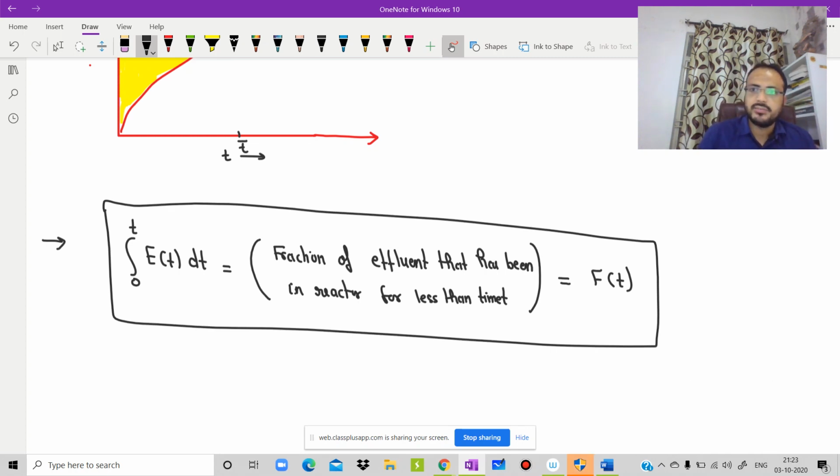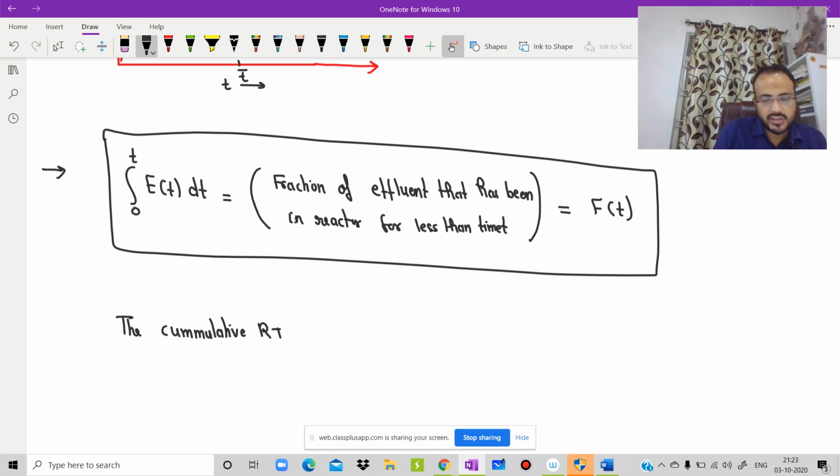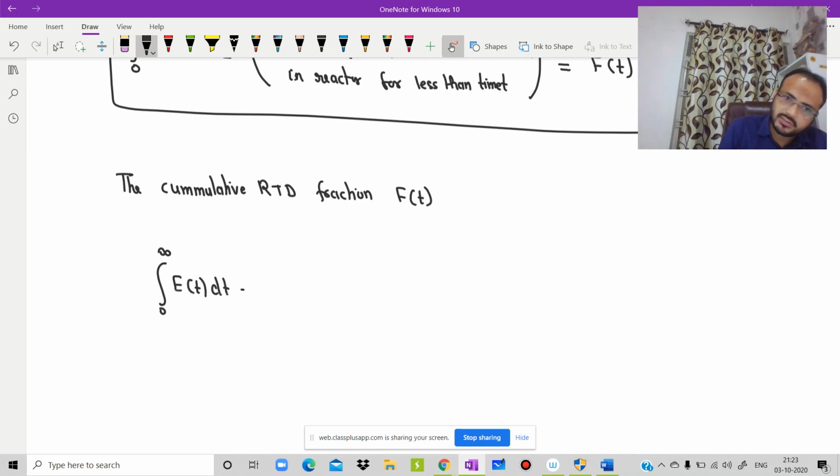So it is also a fraction. F of t is a fraction. So this F of t is known as the cumulative RTD fraction, the cumulative RTD fraction F of t. In a similar manner, you can write integral from 0 to infinity of E of t into dt.